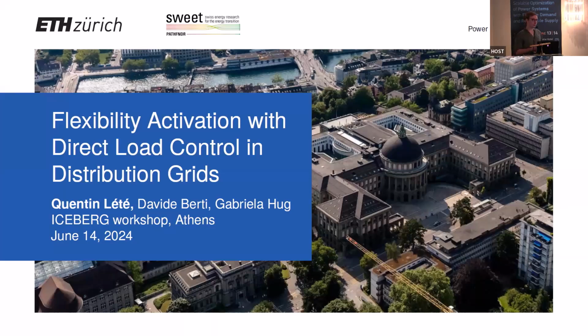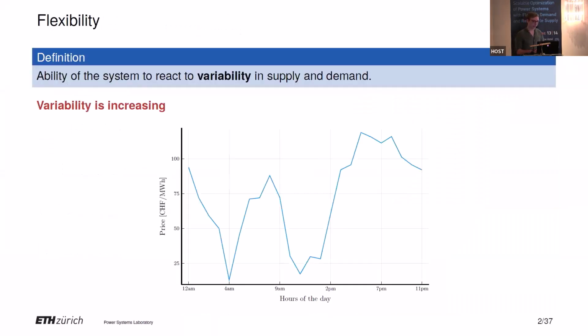So I'm going to directly start by defining what I mean, in the context of this talk, by flexibility. Here, flexibility is really the ability of the system to react to variability in supply and demand. And the reason it's important is really because variability in the system is increasing, as you probably know. A very simple indicator to look at this is, for instance, the price. Let's say the day-ahead price.